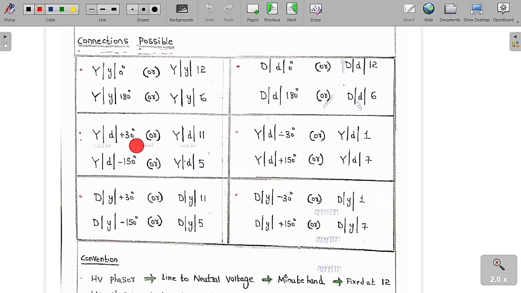So plus 30 means it is at 11 o'clock. Minus 150 means it is 5 o'clock. Minus 30 means it is 1 o'clock. Plus 150 means it is 7 o'clock.